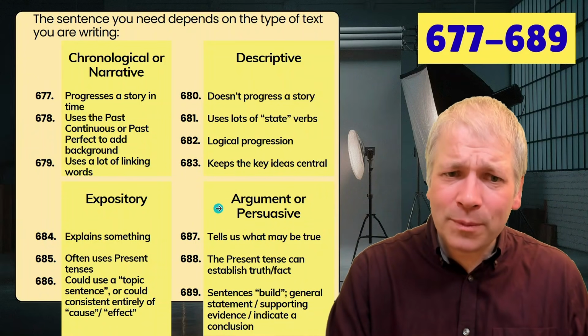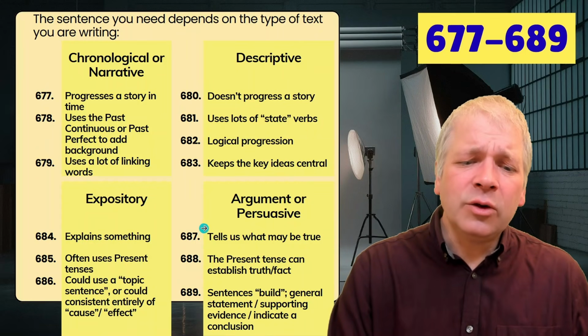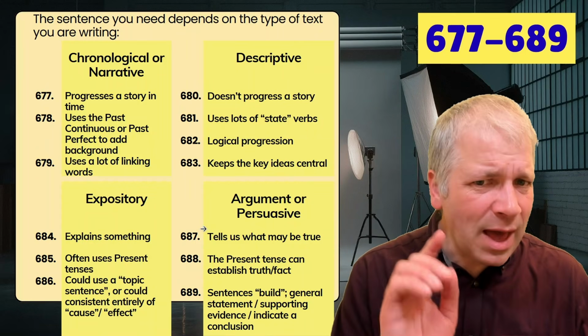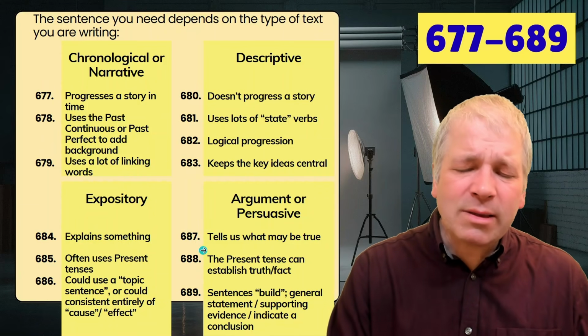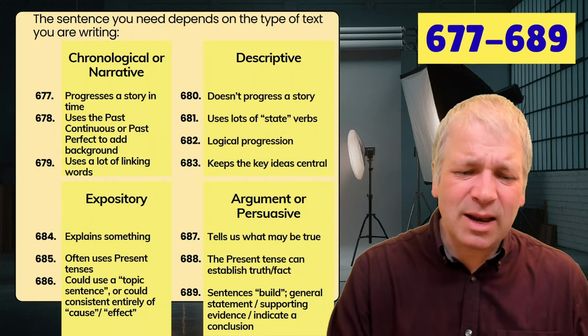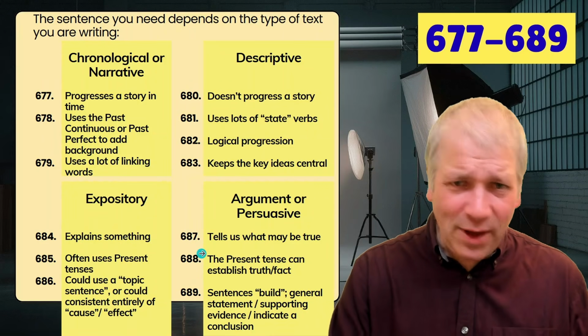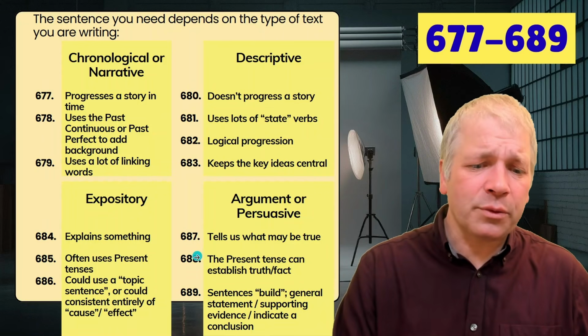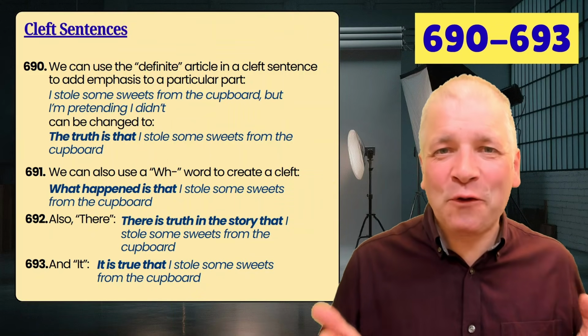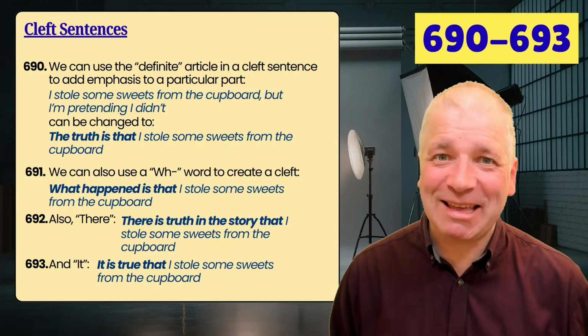In an argument or persuasive text, you tell us what may be true. That's the aim of the text. You're aiming to try and tell us what may be true. The present tense is good for this because the present tense establishes truth and fact. If we think of the rules for the present simple, what's the main rule? To give truths. A really advanced feature of English is cleft sentences.